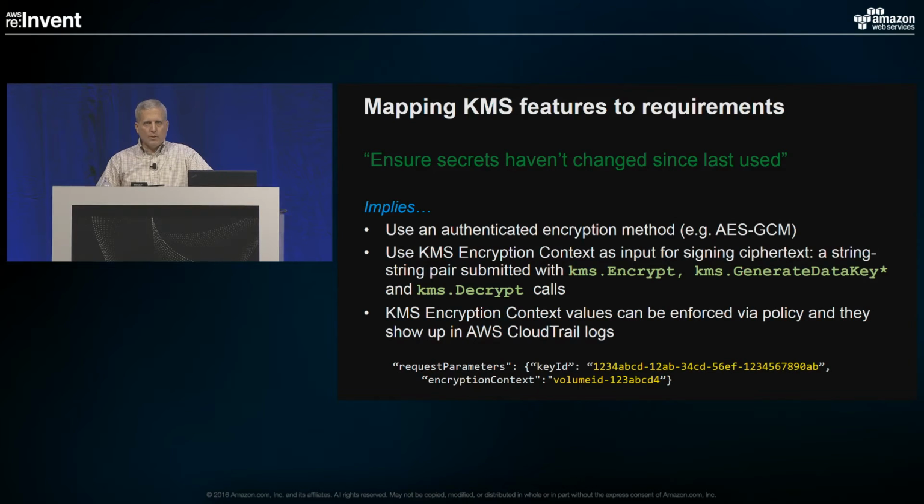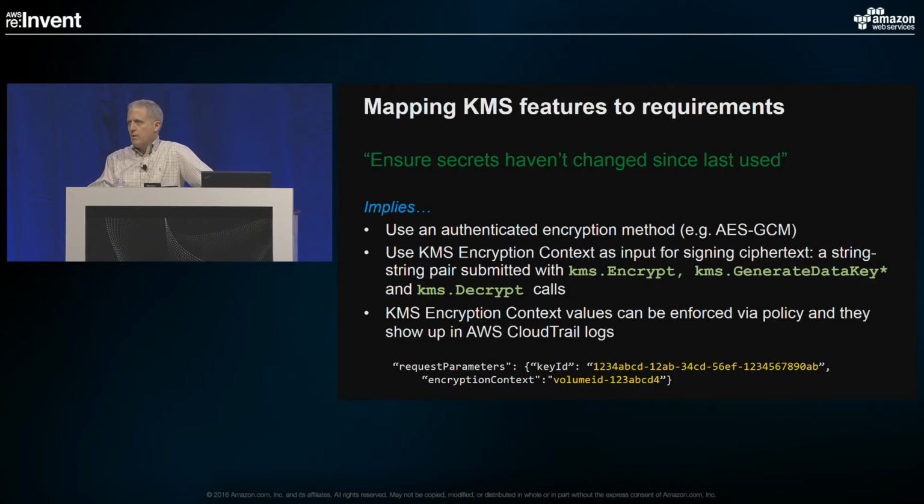So you can start to build anomaly detection mechanisms. CloudTrail logs going to CloudWatch, creating events. You're looking for the absence of encryption context or some modification. That can trigger an alarm. It might even trigger a Lambda function.